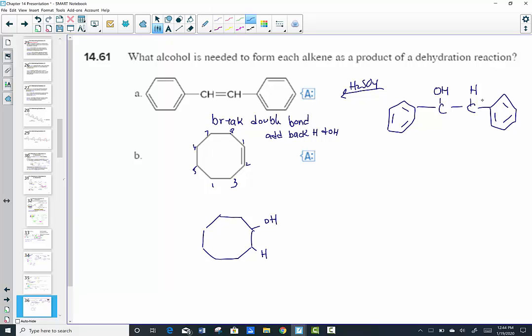And remember, I don't have to be drawing these H's. I can choose to leave them off. So if I erase this, it's still correct. If I erase this, it's still correct. I have an alcohol as the starting material.